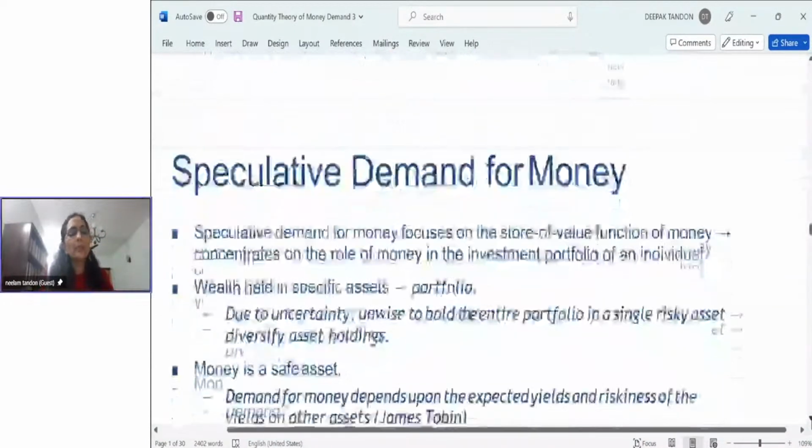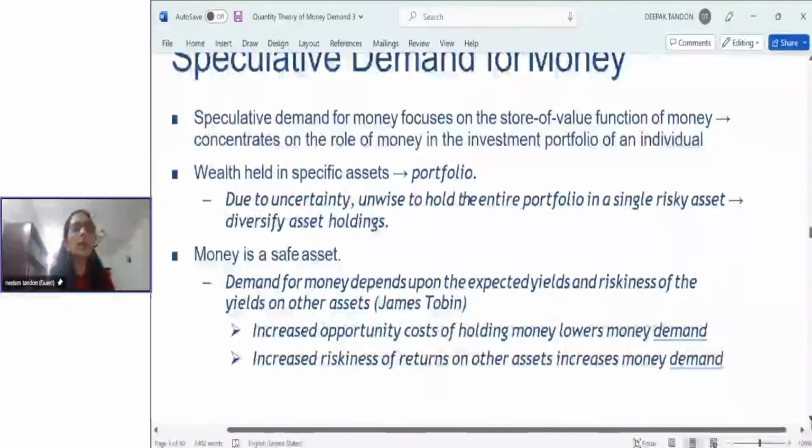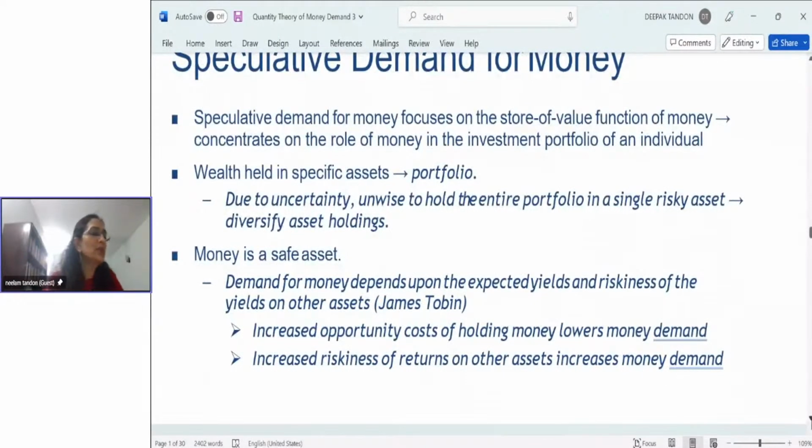Then speculative demand for money. Speculative demand depends on what? It depends on whether you have a well-defined mutual fund system, mutual funds in India, people are aware about mutual funds. You have good asset portfolio management in the country. So what is going to happen? People will be deciding how can I diversify my risk? How can I gain more? So it helps more, isn't it?